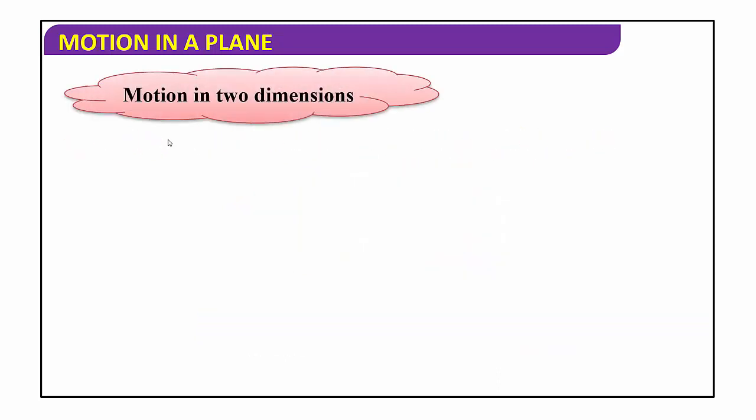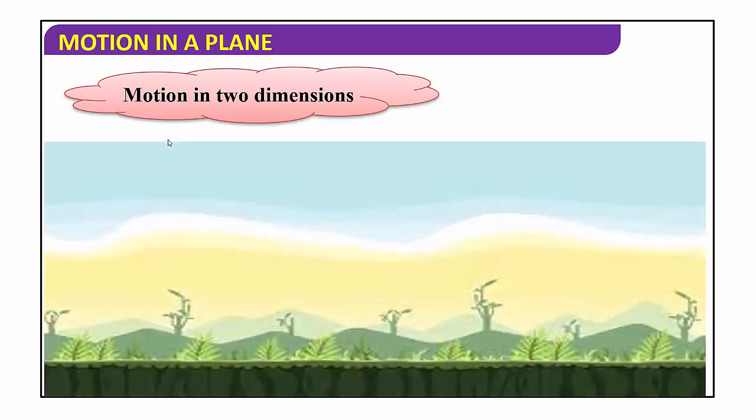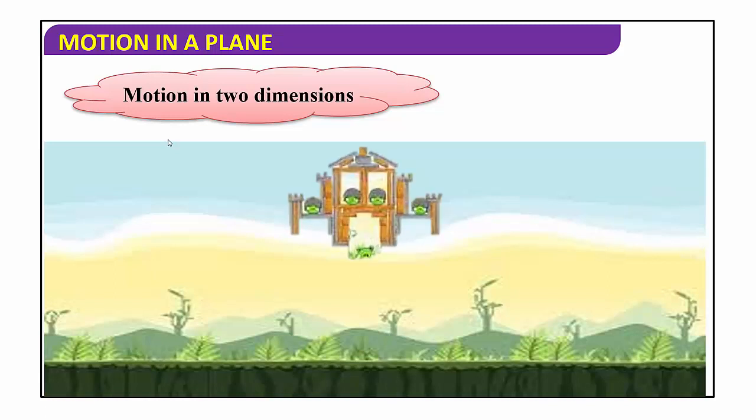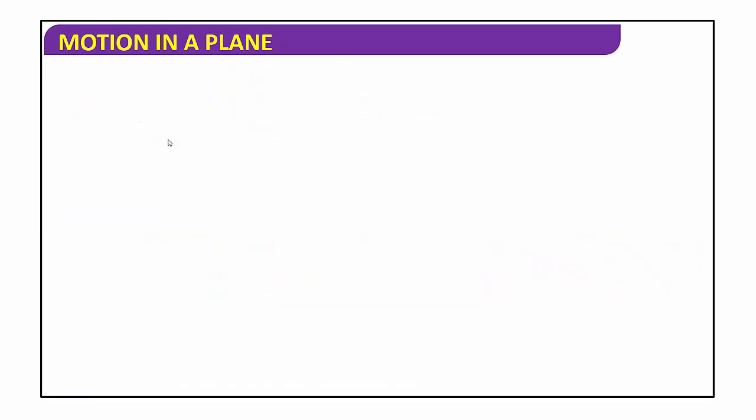Then the second type is motion in two dimensions. Observe this picture here. Motion in two dimensions. Yes, so there is a house here. This is a bird. How is it moving? Observe. Whether it is moving in a straight line? No. Observe this picture one more time.